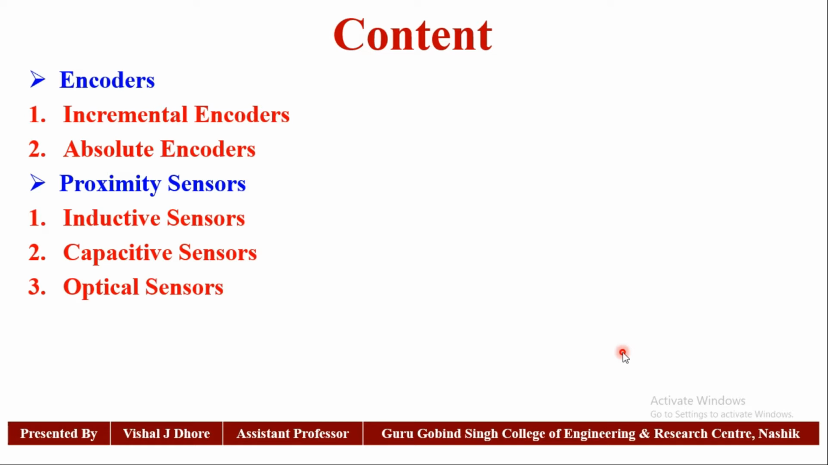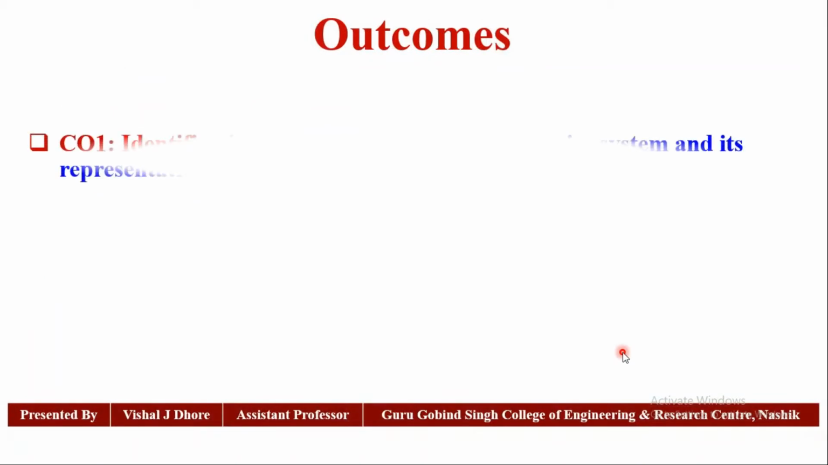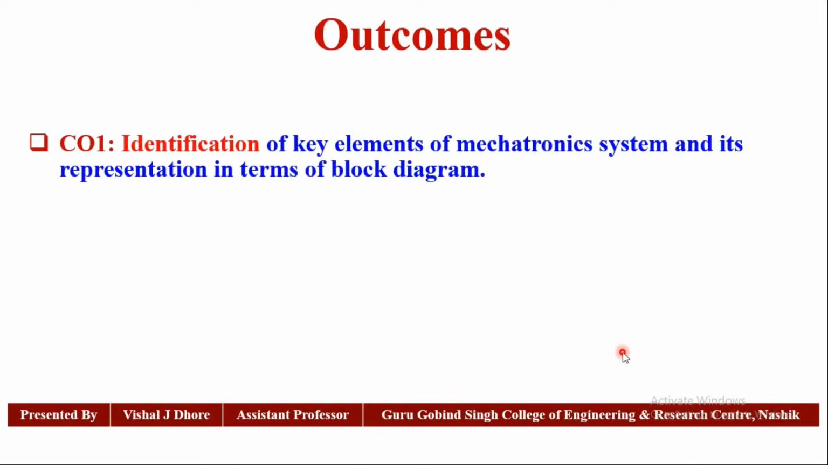Second topic is proximity sensors. Under this proximity sensors, we discuss inductive sensors, capacitive sensors, and optical sensors. One by one, we discuss all these points. After discussing all these points, the outcome of today's session is identification of key elements of mechatronic system and its representation in terms of block diagram. So let us begin with today's session.